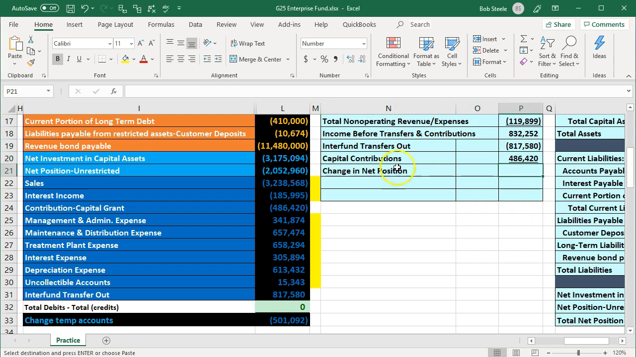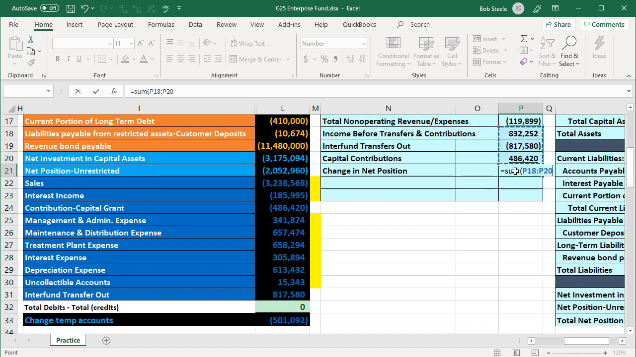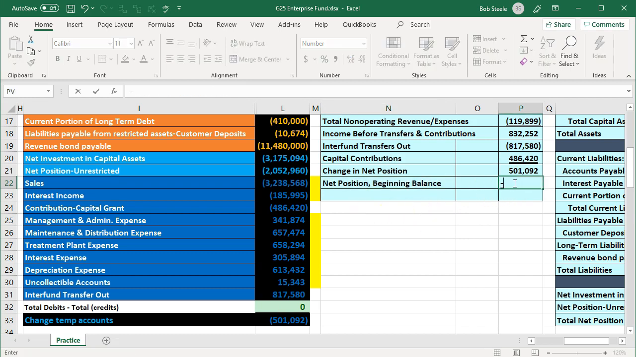So the change in net position, this is where we left off last time. These two are the activity. If we sum them up, we say equals the sum of those three. That gives us the 501,092. Then we're going to tie this out to the net position number by saying this is the beginning balance in net position, which is going to be the negative sum of these two items.